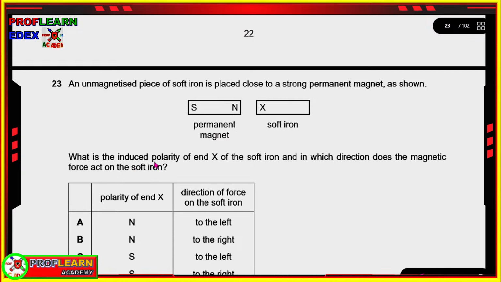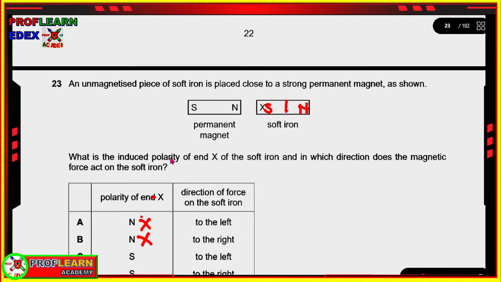0.29 seconds. An unmagnetized piece of iron is placed close to a strong permanent magnet as shown there. What is the induced polarity of X? Because this is going to be attracted, this is going to be a south pole and this other side is going to be a north pole. So we're going to say polarity at the end of X is going to be a south pole. So this is out.